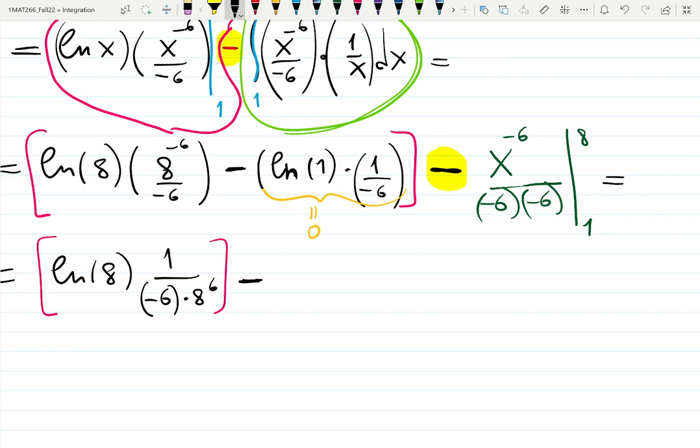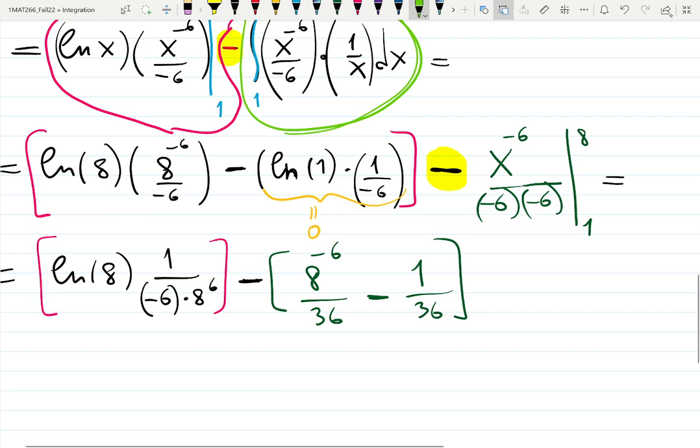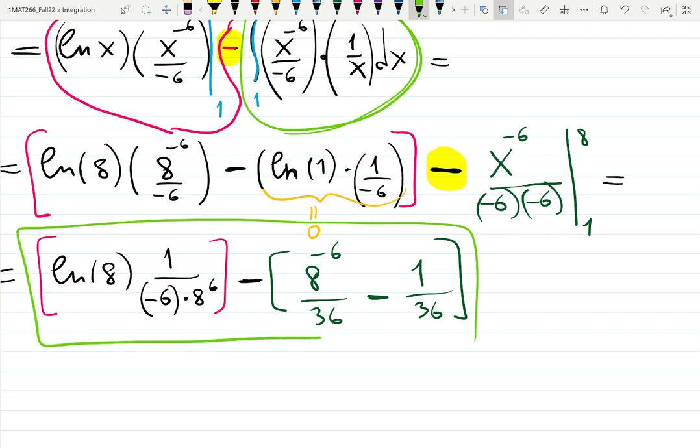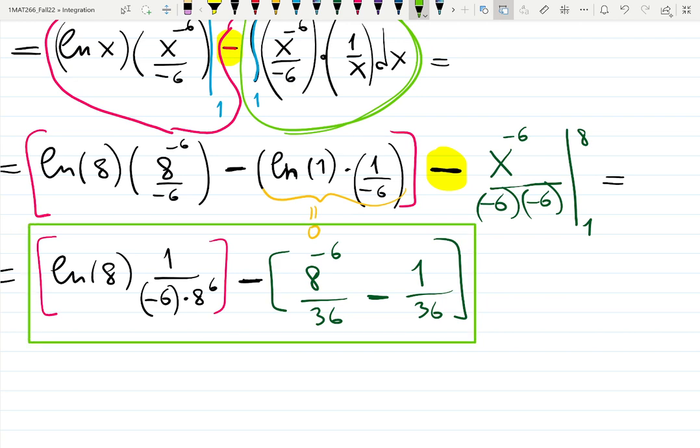Minus, and now plug the top and the bottom for the second part. 8 to the minus 6 over 36 minus 1 to the minus 6 over 36. This is the final answer. If you are lazy to simplify, I am. So that is what I would type in the program or leave for a professor to grade. Let's see if I actually have an approximation.